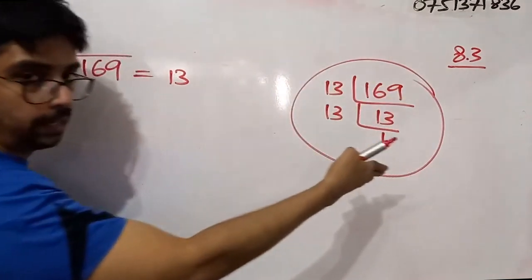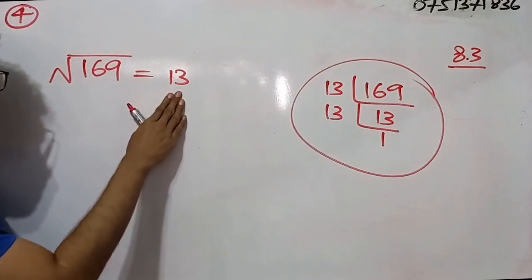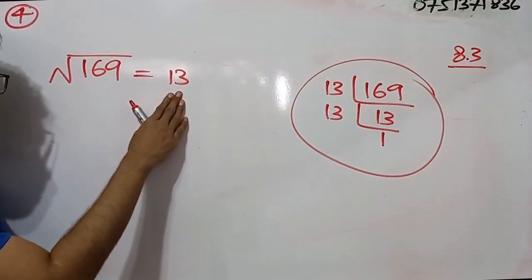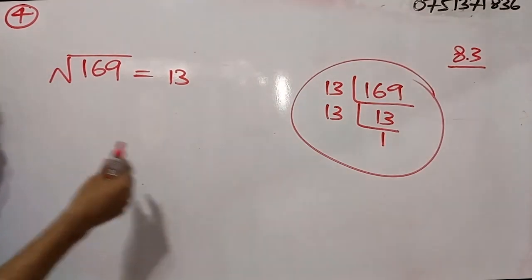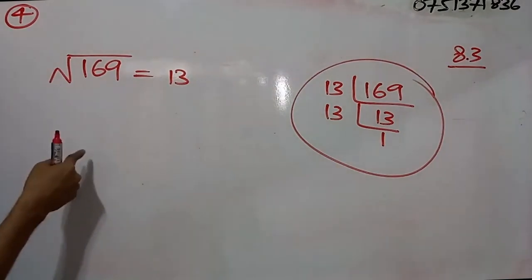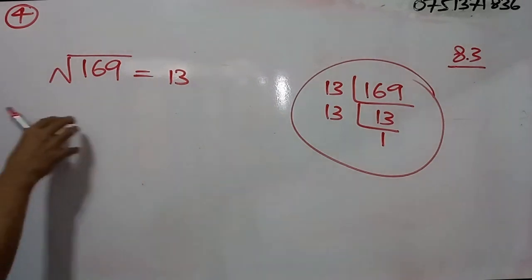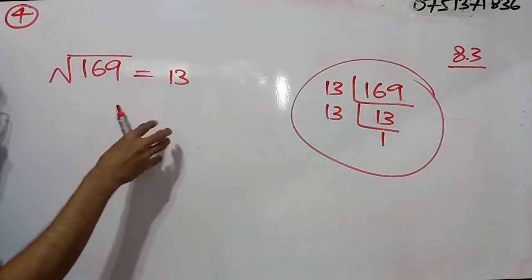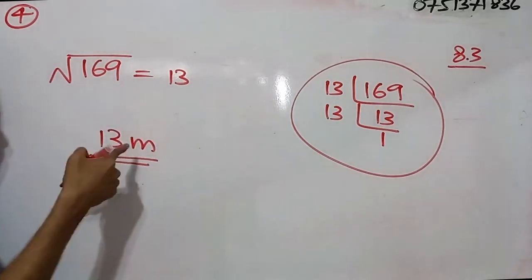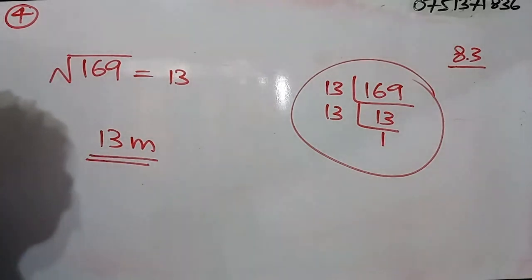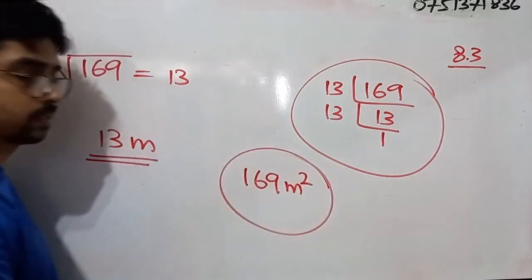Otherwise, if the working is not shown, it is not understood. Then the square root of 169, that is 13. Then we have to do a little more. What? Therefore, the side length of the what is given here? It is a land. So the side length of the land is what? 13 meters. You have to definitely mention the unit. Why? The area is given to us in square meters.